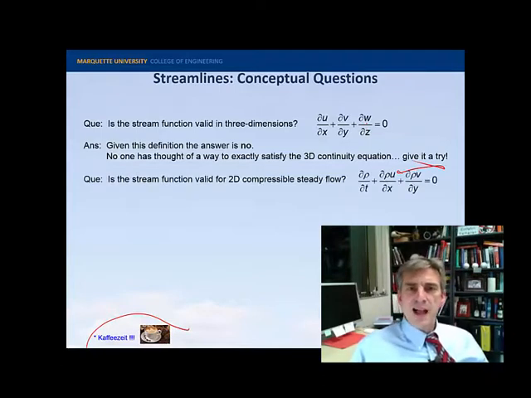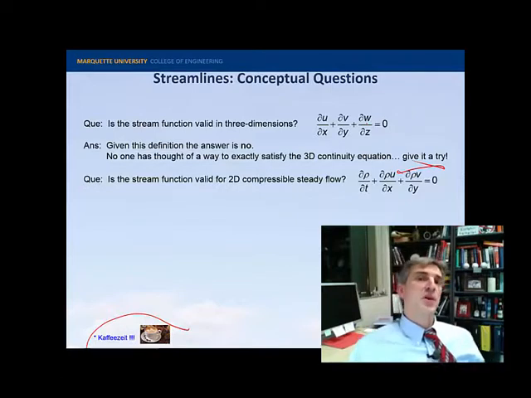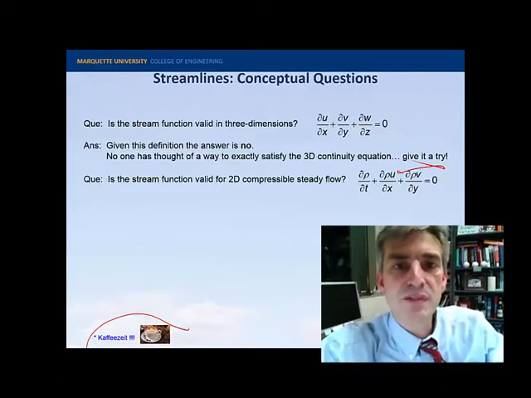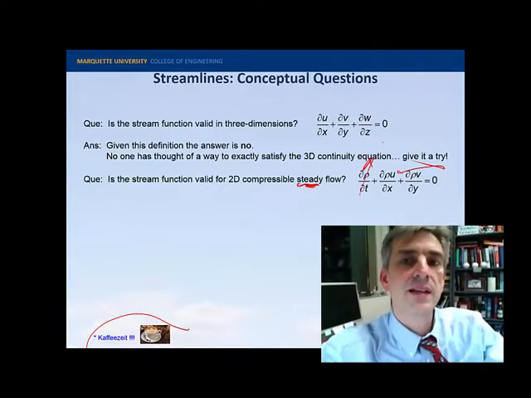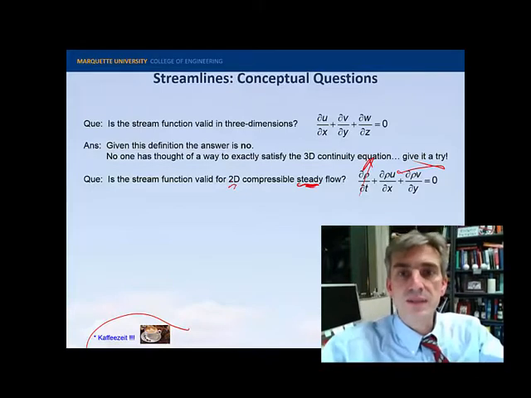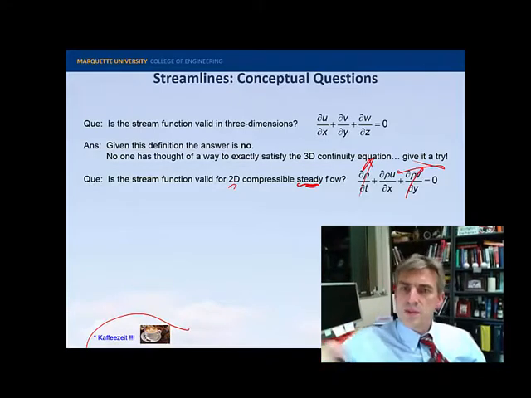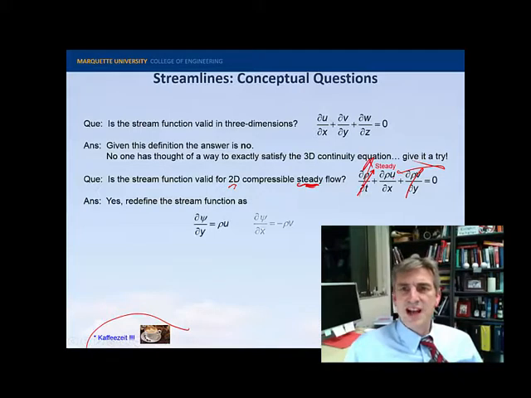Is the stream function valid for 2D compressible steady flow? Previously we did incompressible. What about compressibility here? Well, I'm throwing on another requirement: I'm switching compressibility for steady. In order to get rid of this gradient, I'm going to require that the continuity equation be steady, and I'm still requiring that it's 2D, so I'm going to get rid of the partial v, partial z term. So really, the answer is yes, I can do this.